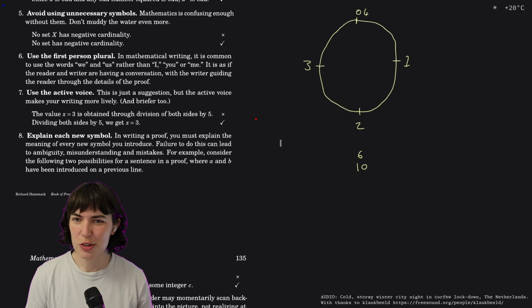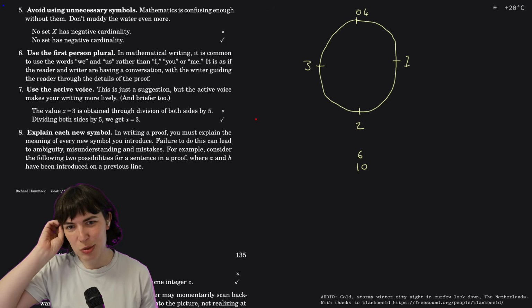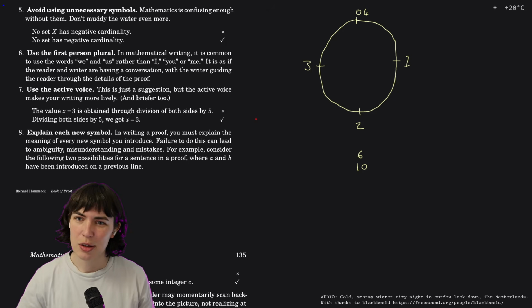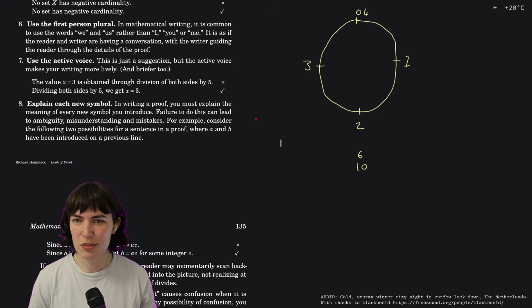Use the first person plural. In mathematical writing, it is common to use the words we and us rather than I, you and me. It is as if the reader and writer are having a conversation, with the writer guiding the reader through the details of the proof. Okay?